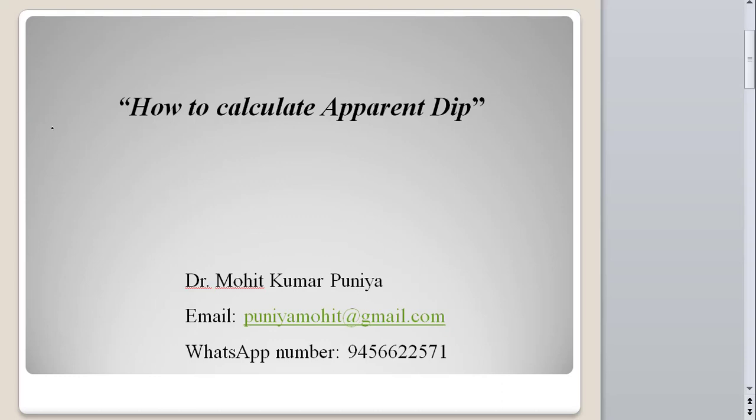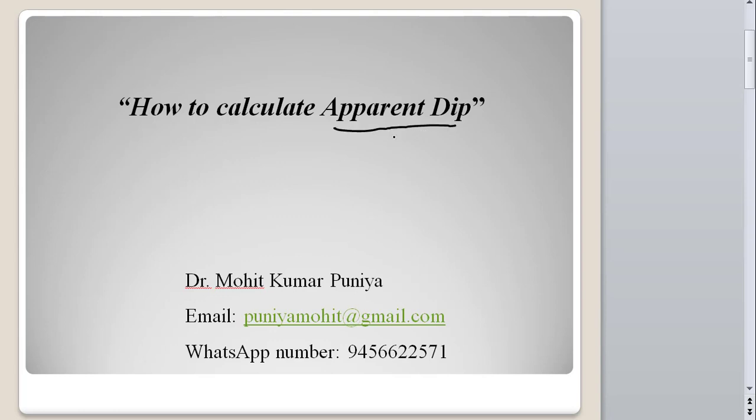Today we will discuss the apparent dip. How to calculate the apparent dip, and what is the relationship between different types of dip in different conditions. Basically, apparent dip is always less than the true dip. The direction other than the true dip direction is known as the apparent dip.